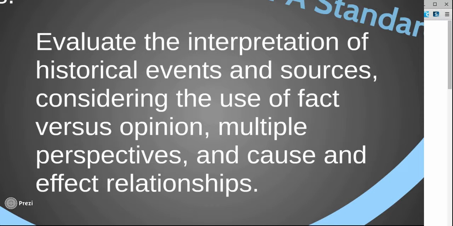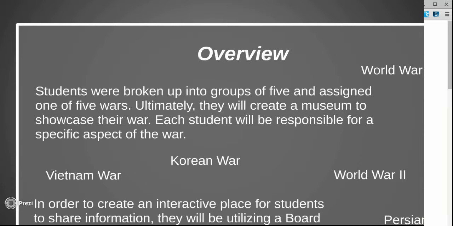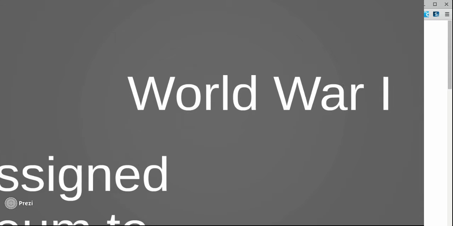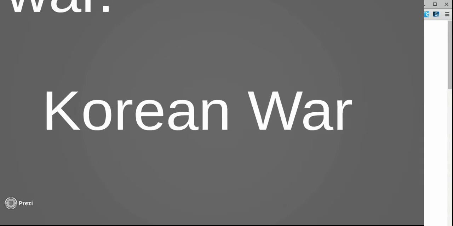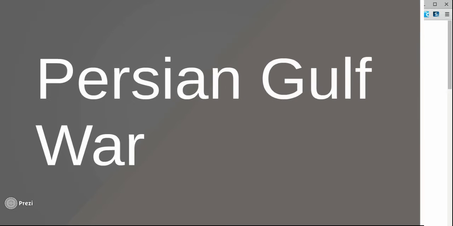They'll be looking at a series of different events or pieces of the wars, and then looking at a wide array of different sources. The overview of the assignment, big picture: my students in each class are broken into groups of 5. Each group of 5 is assigned one of 5 wars. Ultimately, the groups of 5 are going to work together to create a museum that showcases their war, but each student is responsible for a specific aspect of that war. The wars include World War I, World War II, the Korean War, Vietnam War, and the Persian Gulf War.